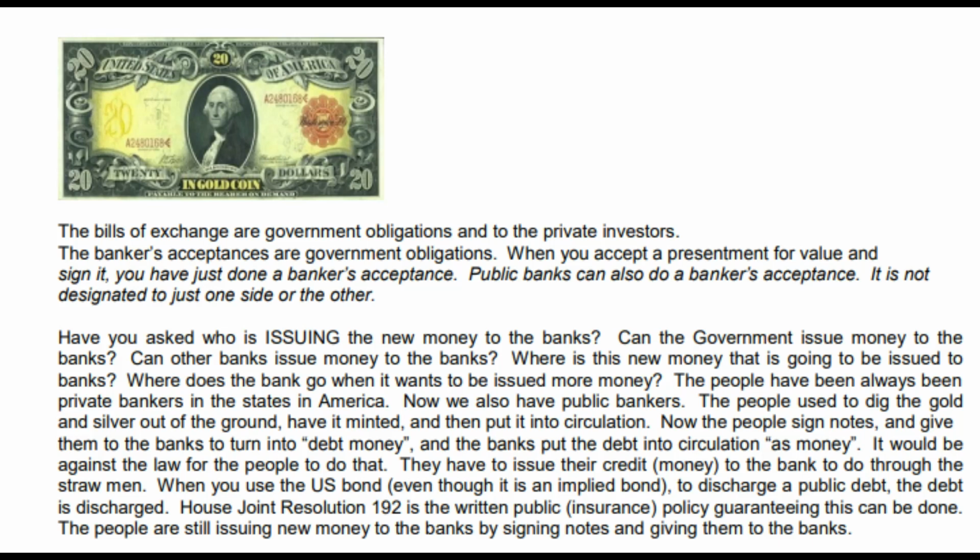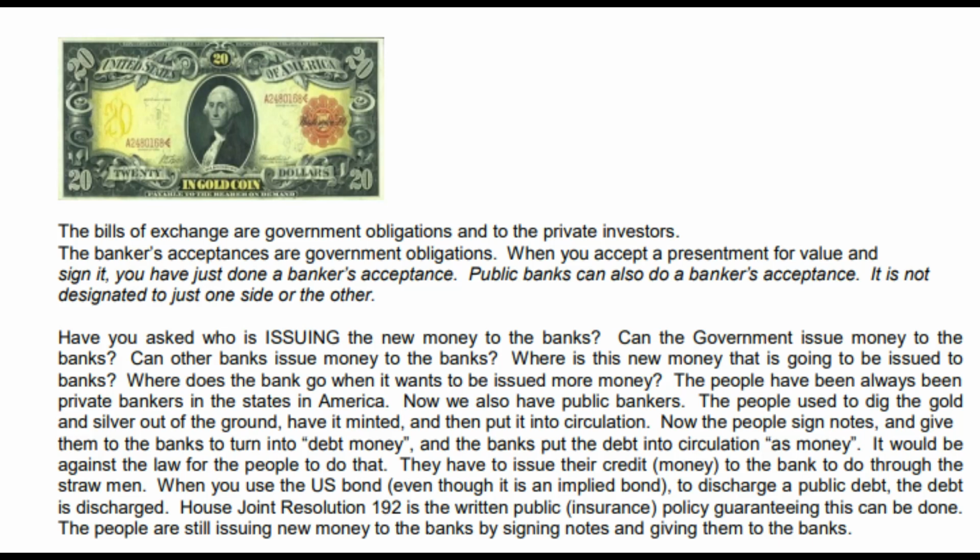The people have always been private bankers in the States of America. Now we also have public bankers. The people used to dig the gold and silver out of the ground, have it minted, and then put it into circulation. Now the people sign notes and give them to the banks to turn into debt money, and the banks put the debt into circulation as money. It would be against the law for people to do that. They have to issue their credit money to the banks to do through strawman, right? And then it turns into digital cash. So, and that's in a whole other realm.